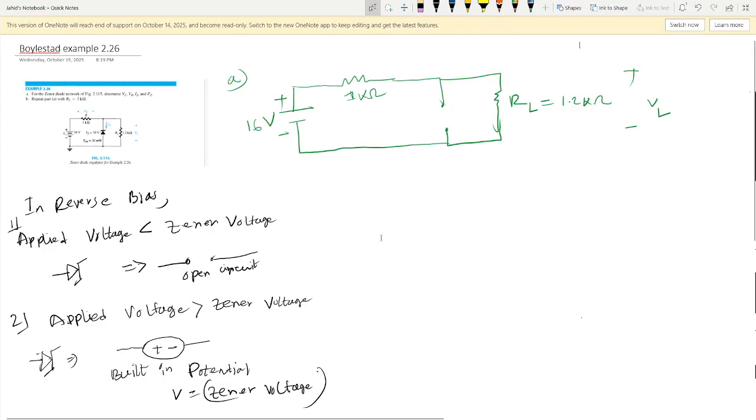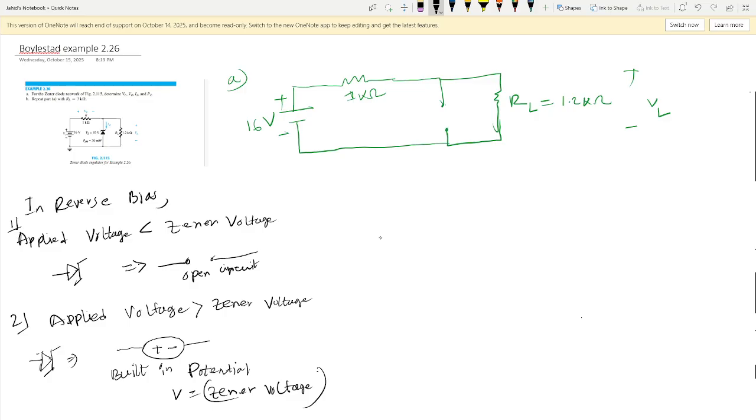Bismillahirrahmanirrahim. Here comes an example in the book of Boylestad Electronic Devices, problem 2.26 on the Zener diode. For the diode network of figure 2.115, determine VL, VR, IZ, and PZ. Here I demonstrate the figure you saw and some notes.